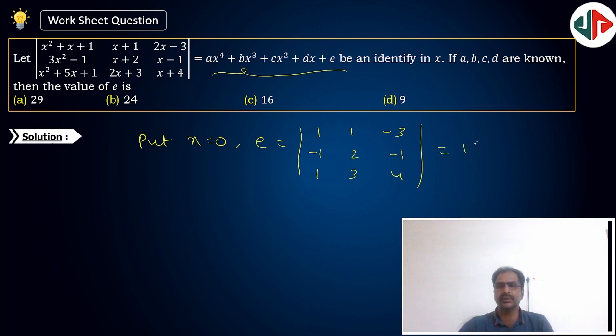Expand this determinant now, 1 into, minus 1 into, minus 3 into, so this is 11 plus 3 plus 15, 29. Option A.